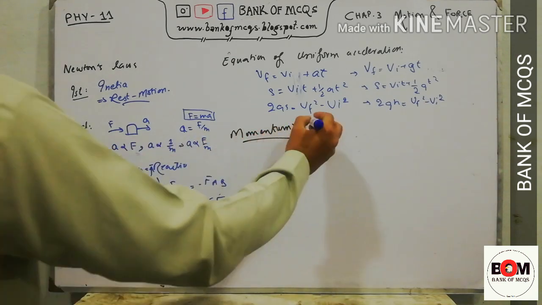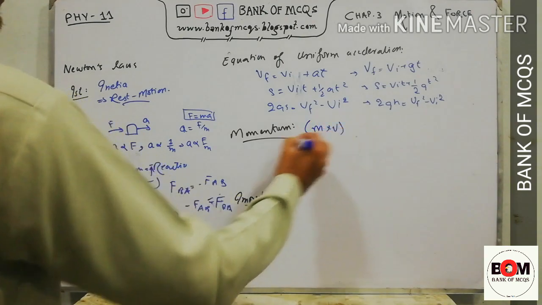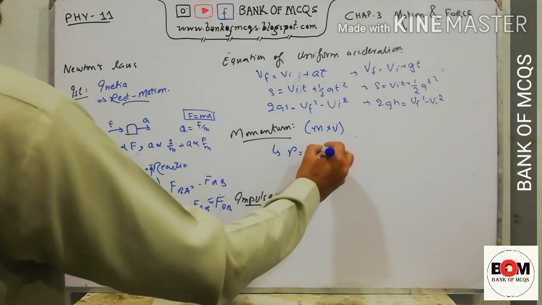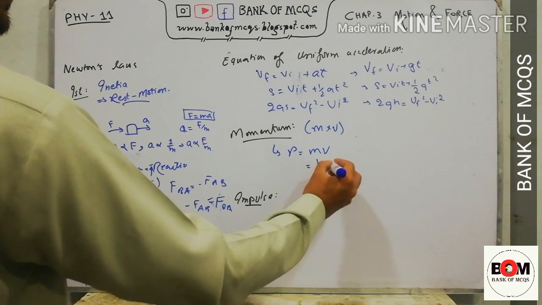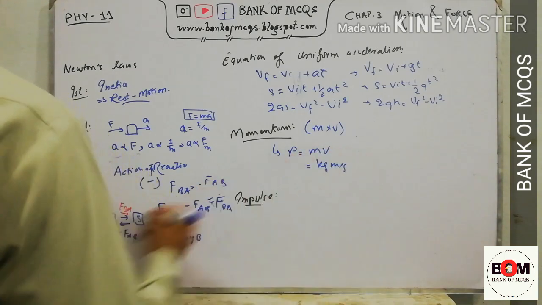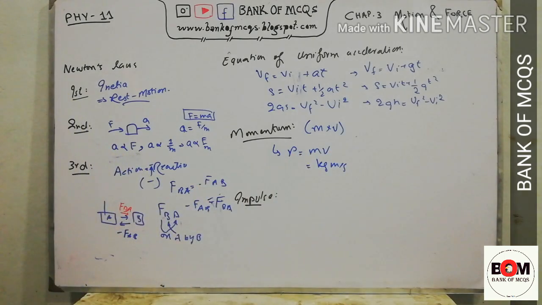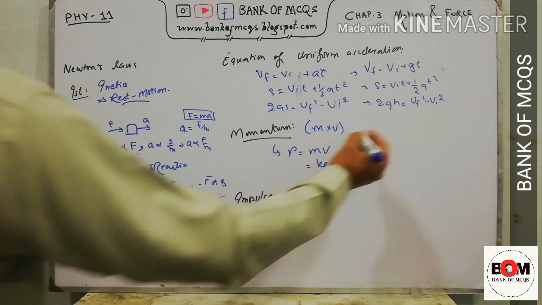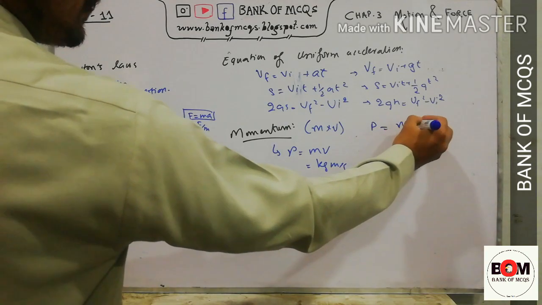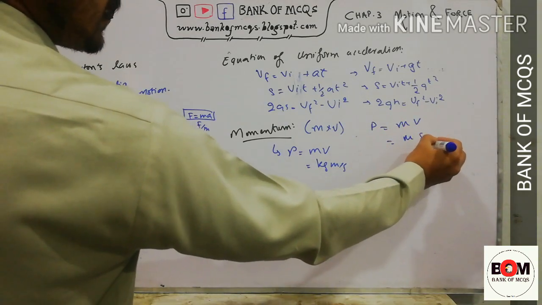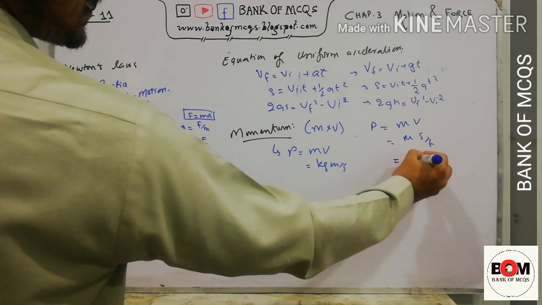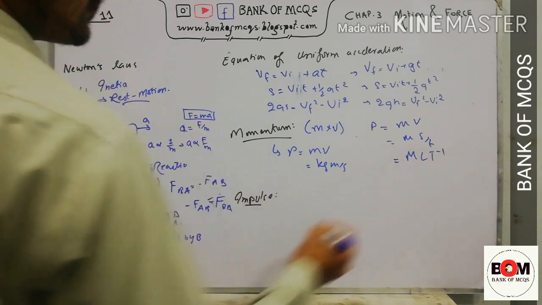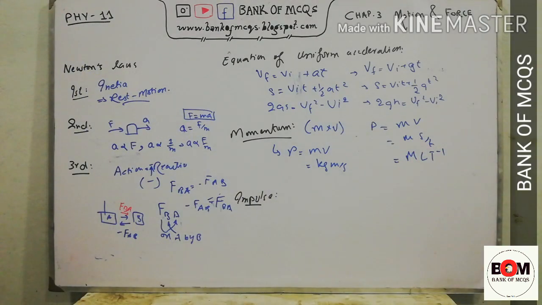Now here is a term that is used: momentum. Momentum is defined as the product of mass and velocity. It is denoted by P. P = mv, and kilogram meter per second is the unit of momentum. Momentum P = mv, where v = s divided by t. So we can find the dimension as M L T^-1.